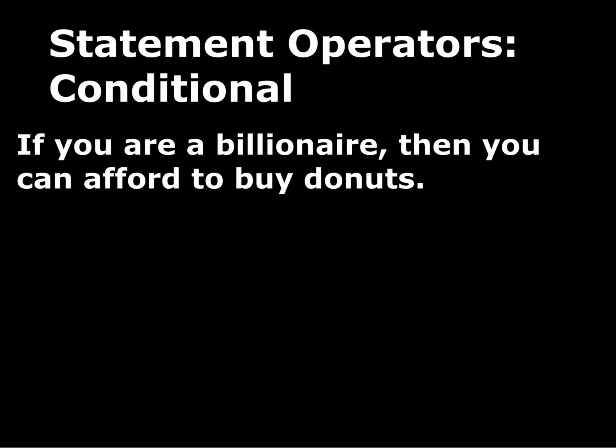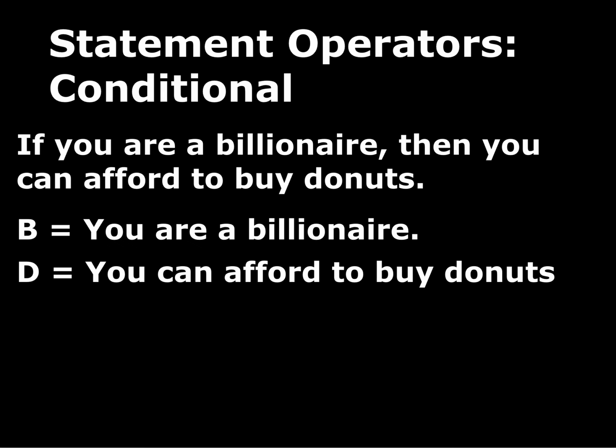If you are a billionaire, then you can afford to buy donuts. So atomic statements should be pretty clear. You are a billionaire, you can afford to buy donuts. I rewrite this, I get if B, comma, then D. I'm always going to leave any commas or punctuation in at this stage because they might help me determine what main operators are. In this case, there's only one operator, so it turns out that's not a problem. But still, I'm just going to get into the habit of always leaving commas in here.